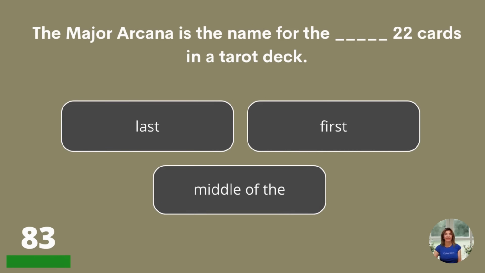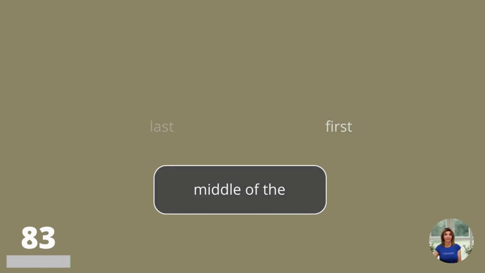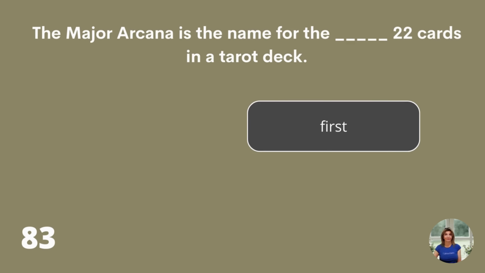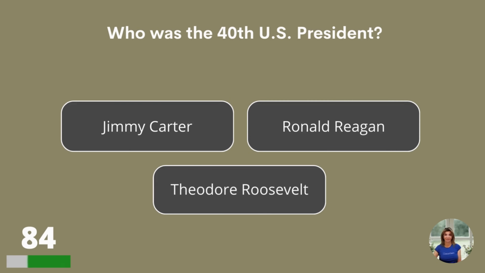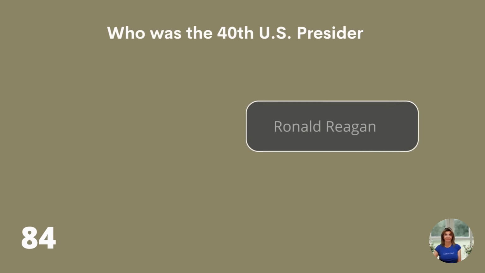The Major Arcana is a name for the last, first, or middle 22 cards in a tarot deck? The first 22 cards in a tarot deck. Who was the 40th US president? Jimmy Carter, Ronald Reagan, or Theodore Roosevelt? Ronald Reagan.